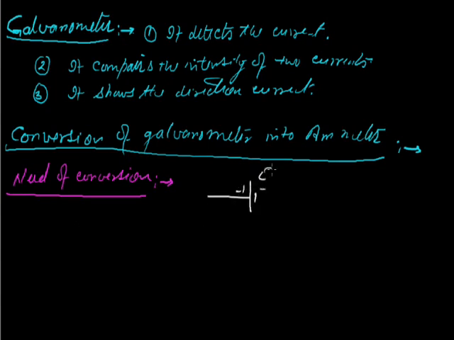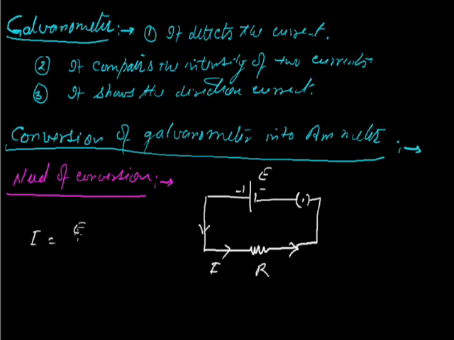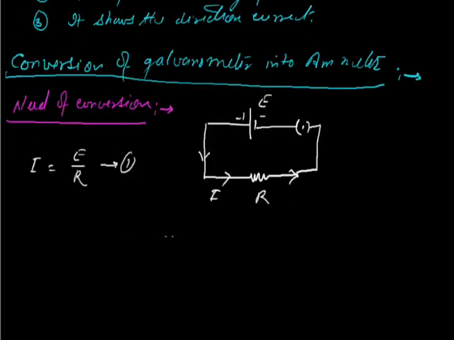this one is a cell having EMF E and is connected to an external resistance capital R. When we switch on the circuit, then current flows through external resistance capital R. Suppose that's I. The value of I will be E upon R. We want to measure this current with the help of galvanometer. Then connect this galvanometer in series.